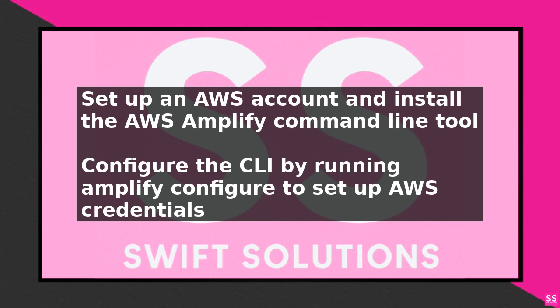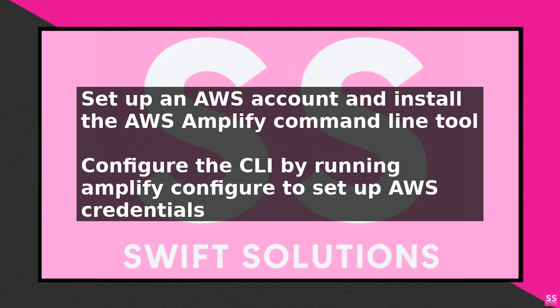Then, navigate to the project directory and run the command amplify add function to create a new Lambda function. Follow the prompts to choose the runtime and name for your function. AWS Amplify supports a variety of runtimes, including Node.js, Python, and Java. Choose the runtime that best fits your needs.